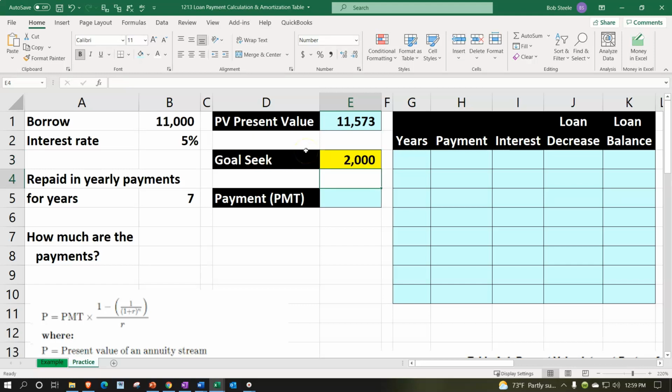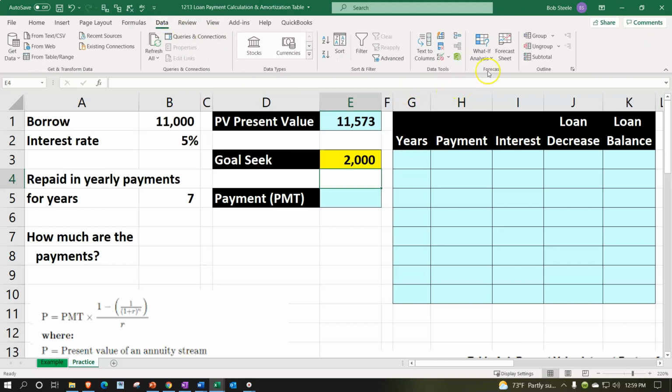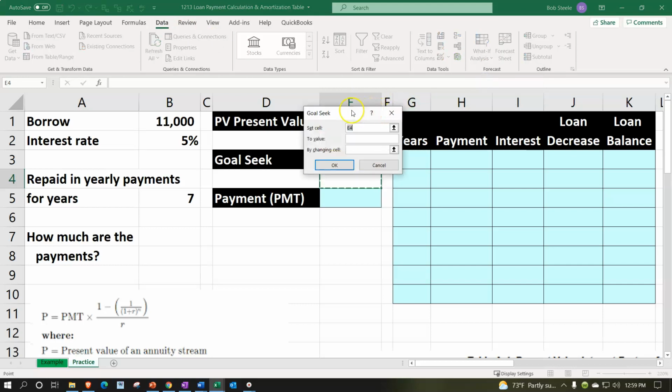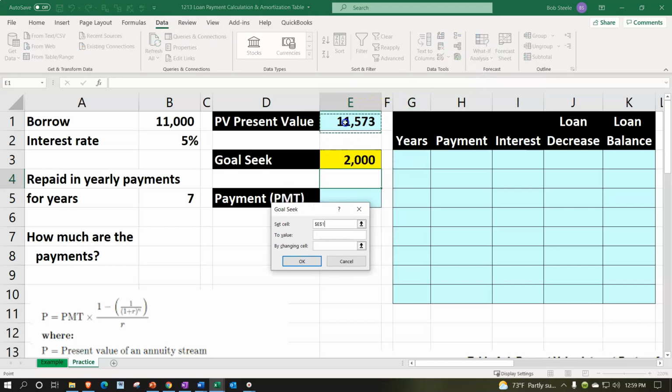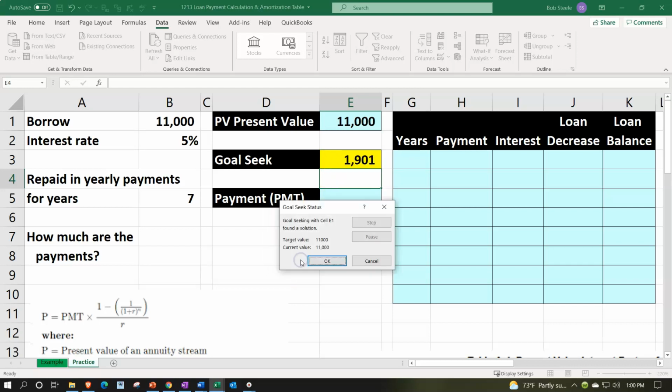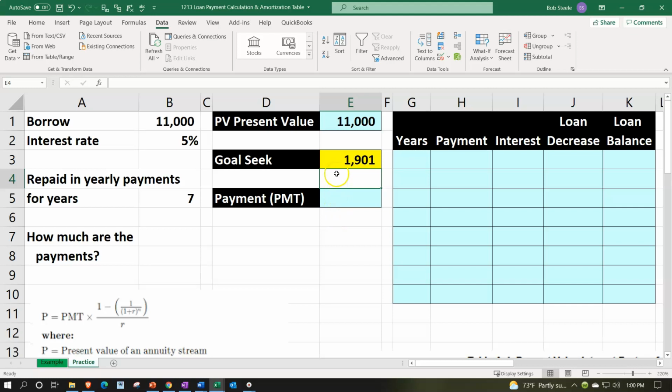I can ask Excel to do that for us using the goal seek feature, which is in the Data tab up top, in the Forecast group, What-If Analysis, Goal Seek. Let us seek the goal. We want to set this cell up top to be 11,000 by changing this input cell right here. We could say okay. And there we have it, the 1,901. So in this instance, we would have to make repayments, if we're paying them on a yearly basis, of 1,901 for the borrowing of the loan.